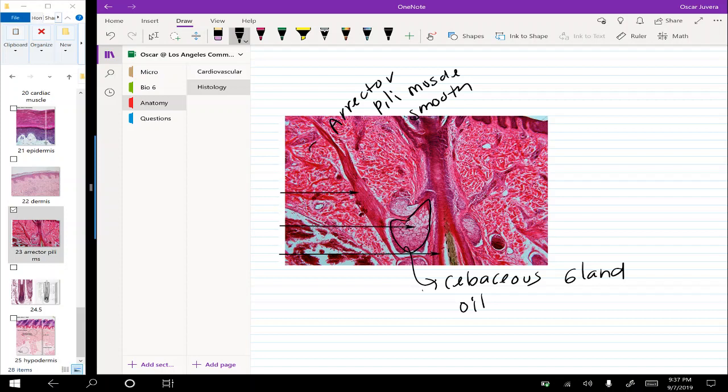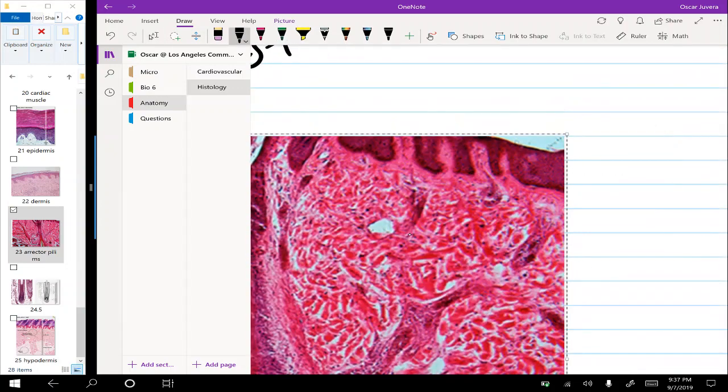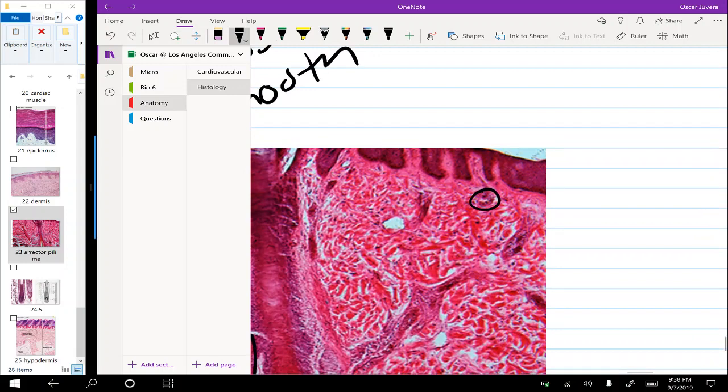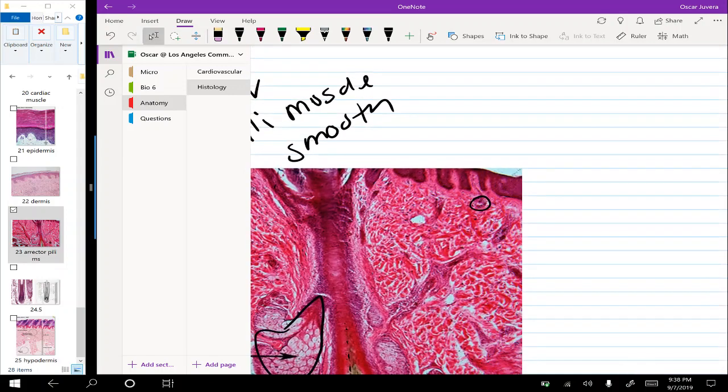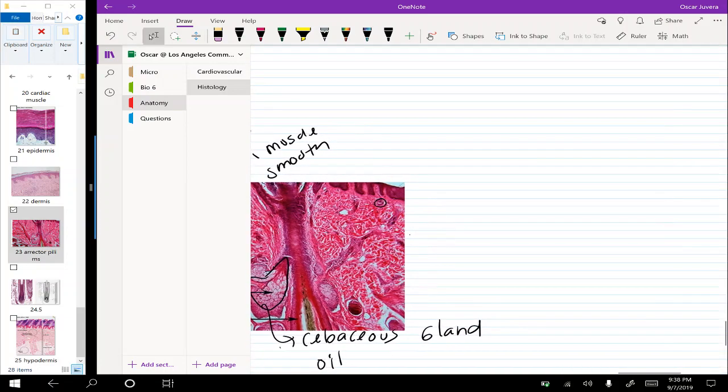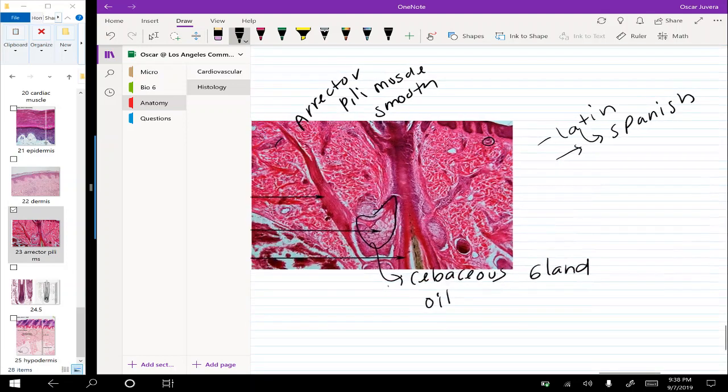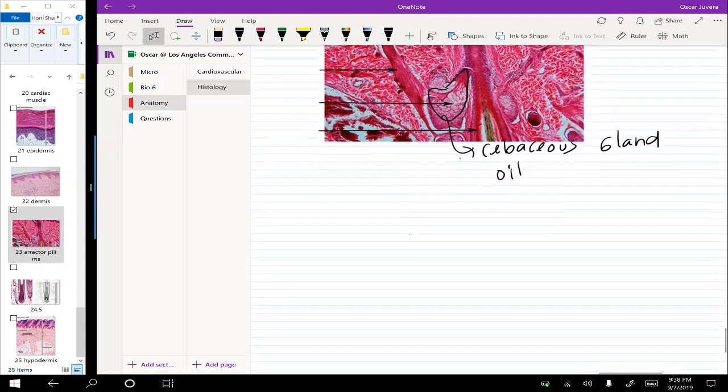Now you also have this other gland that's called the sudoriferous gland, and you have one right here. You have one right here. The sudoriferous gland is responsible to secrete sweat. If you speak Spanish, sudoriferous sounds like sudor, which is sweat. Remember that all of the medical terminology is derived from Latin, and so is Spanish. So a lot of words in Latin, we can connect them in Spanish, and it's just much easier for us to understand.